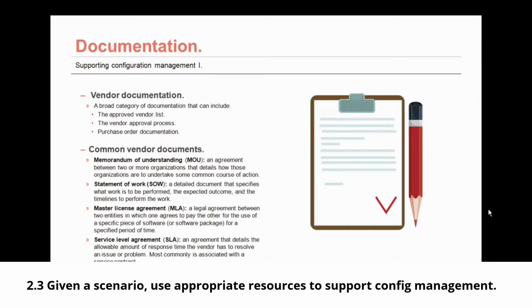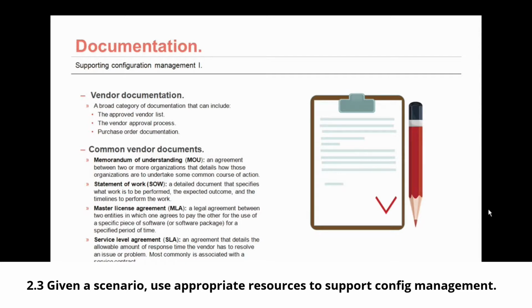First up is the Memorandum of Understanding, or MOU. This is an agreement between two or more organizations that detail how those organizations are to take some common course of action. It is also often referred to as a letter of intent. It is not legally binding, but it does often lead towards a binding agreement.